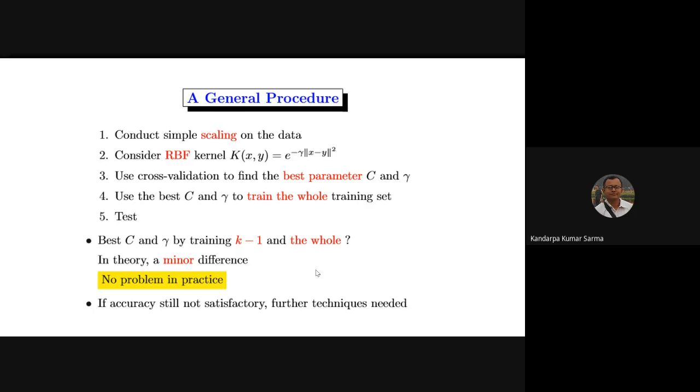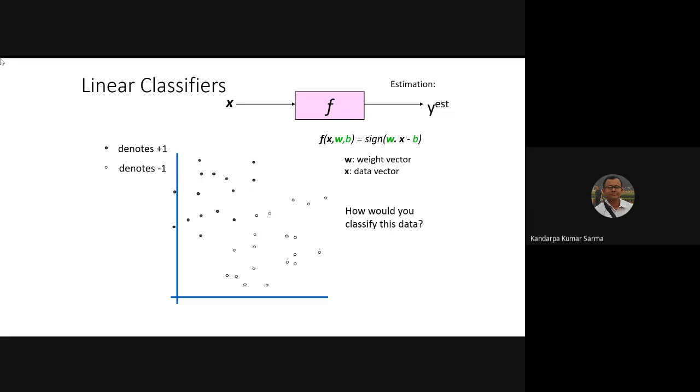And in practice, this minor difference shall not have much of a role to play in degrading the quality. But if the accuracy is not satisfactory, further techniques will be required. So in those further techniques, we find that one of them is the linear classifier. In the linear classifier, as we have seen already, a straight line can be used as a linear classifier, but we can use a signum function too to generate a linear classifier.